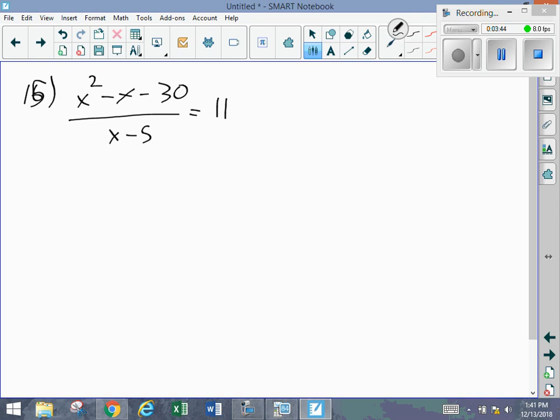So, two numbers such that if I multiply them I get negative 30, but if I add them I get negative x. Is it going to be negative 6 and positive 5? That is correct. All over 11.